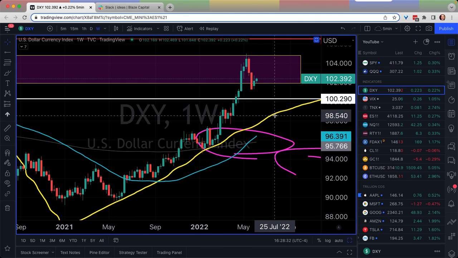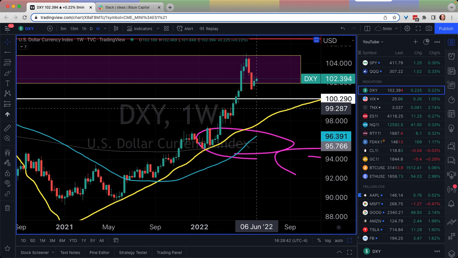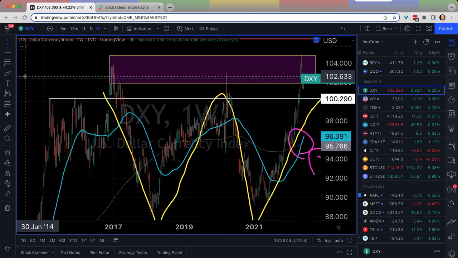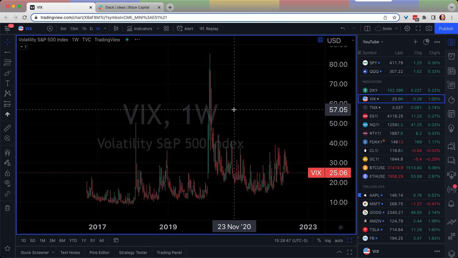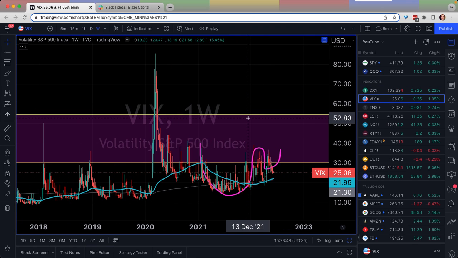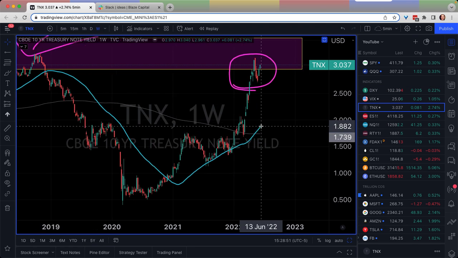We just saw that Boris Johnson has passed his confidence vote. The dollar's been moving quite a bit today just based on the headlines of energy in Europe. So we're going to pay close attention to that. And the dollar also is in a bullish pattern. So we got to pay attention to it as well. VIX still at 25, closed higher. TNX back above 3. That's notable, right?